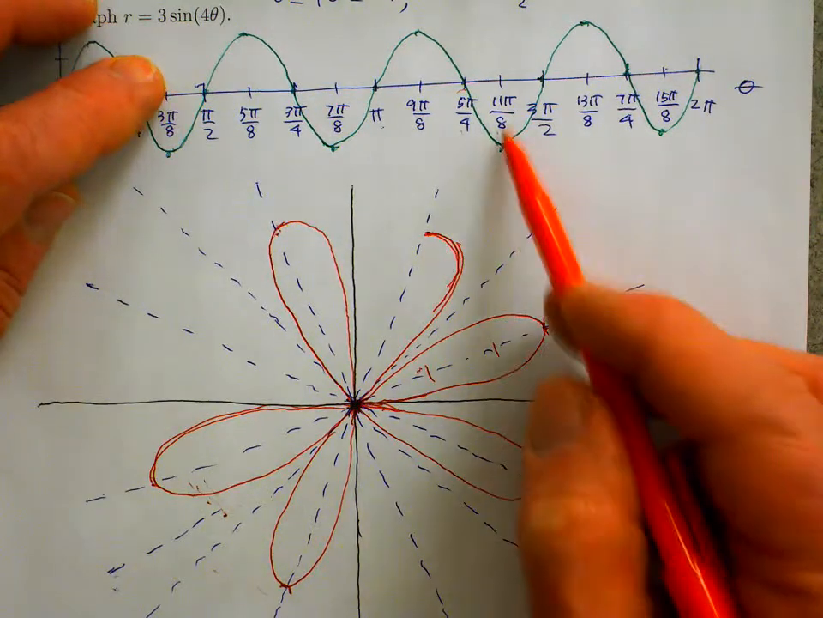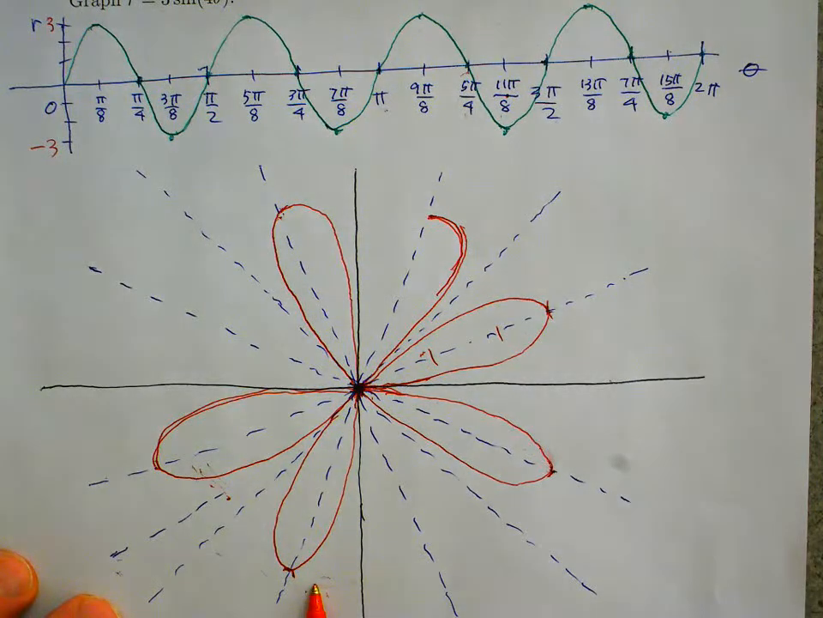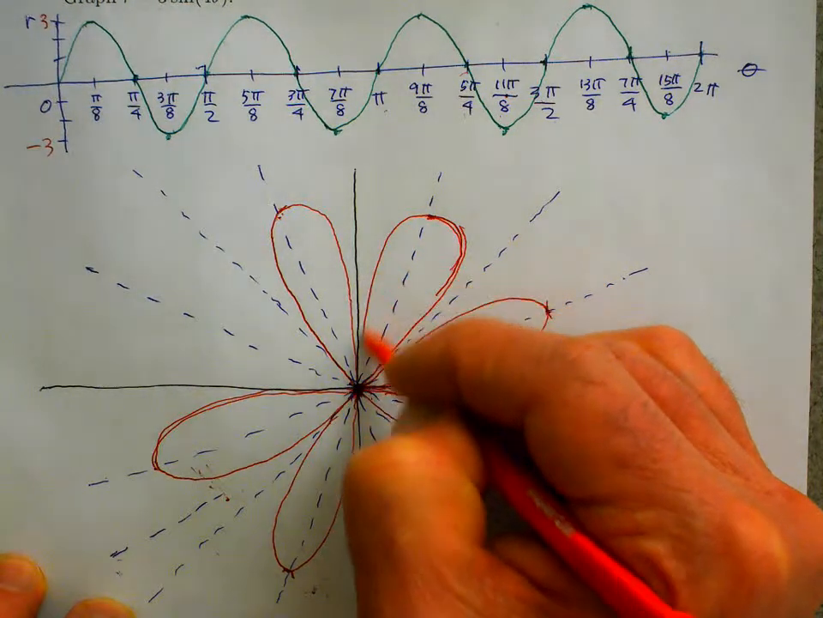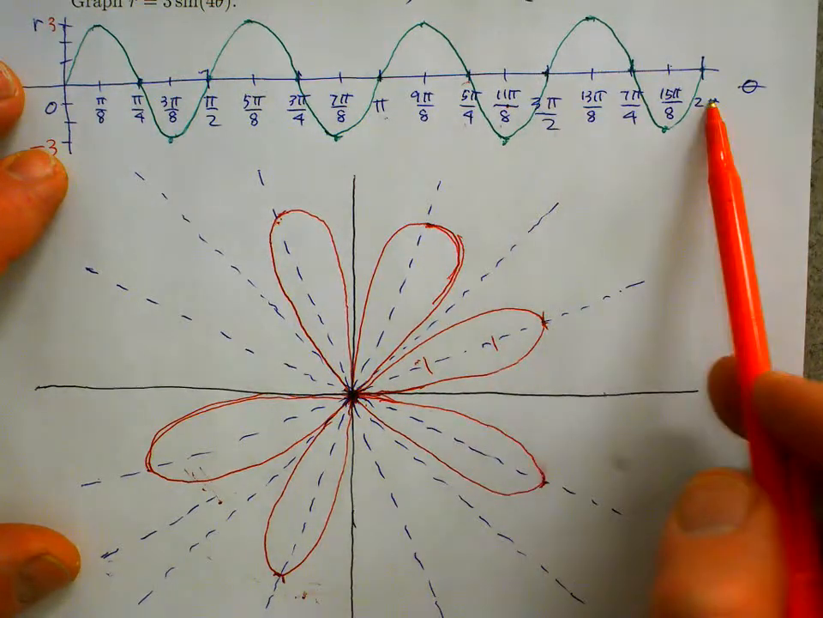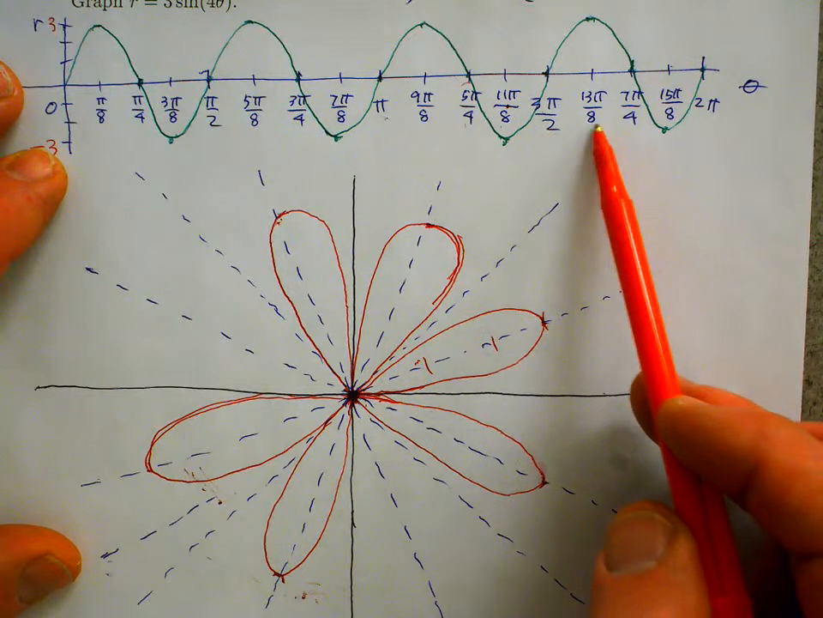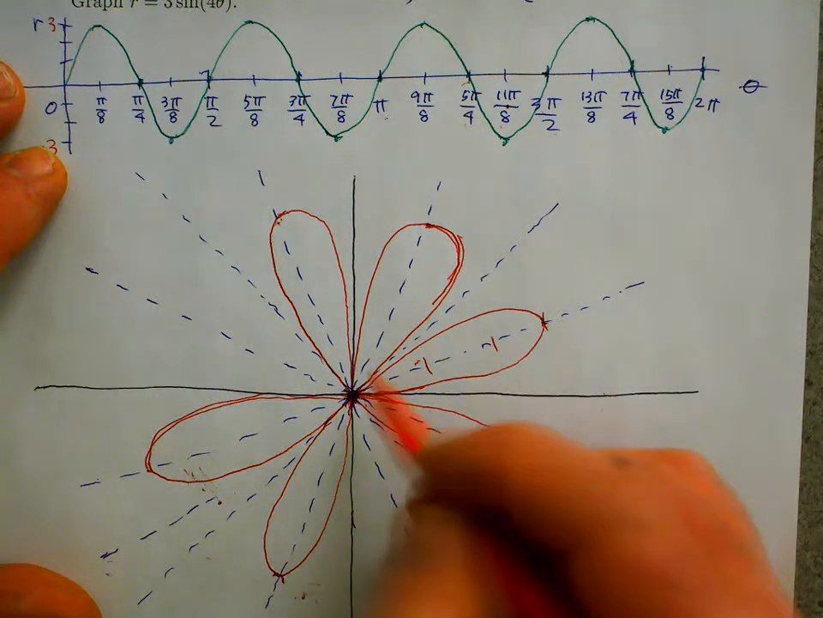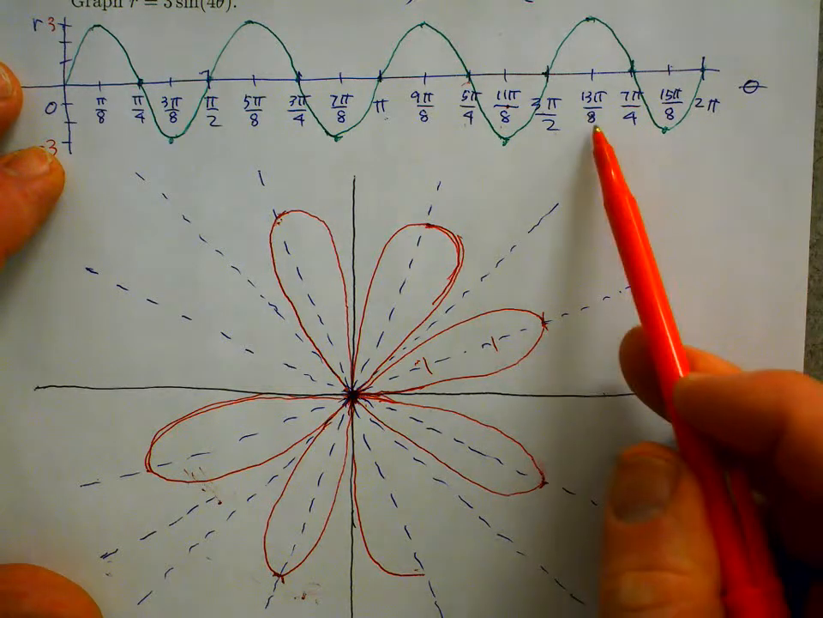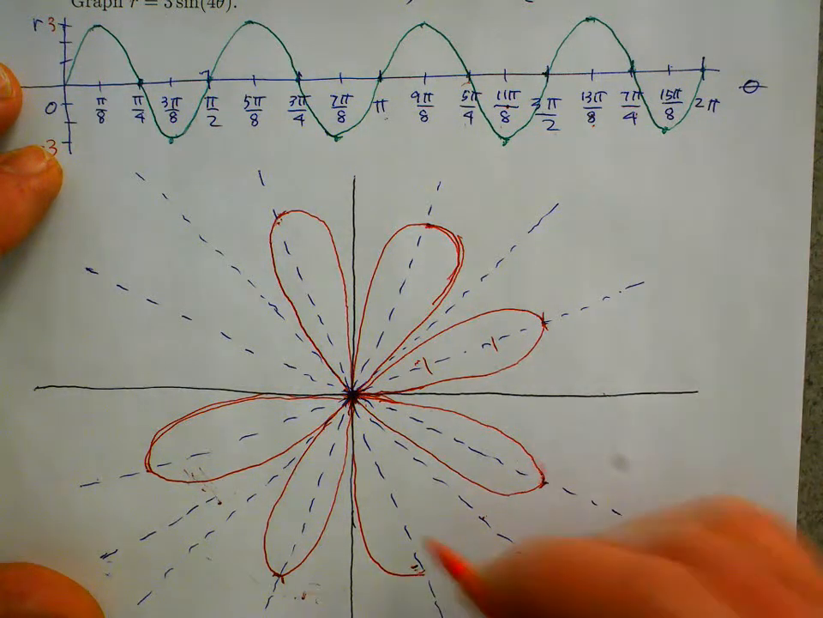Okay, then between 11 pi over 8 and 3 pi over 2, the r values are still negative. But by the time we get to 3 pi over 2, the r value will be 0 again. Okay, just one more period to go. Between 3 pi over 2 and 13 pi over 8, the r values are positive. So the loop will be down here. And then between 13 pi over 8 and 7 pi over 4, the r values are positive, but when we get to 7 pi over 4, the r value is 0 again.